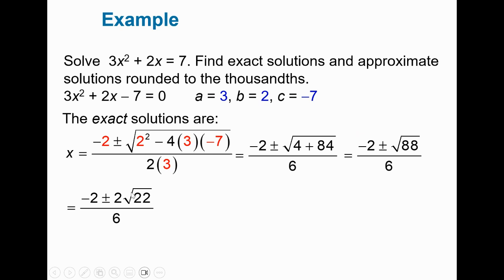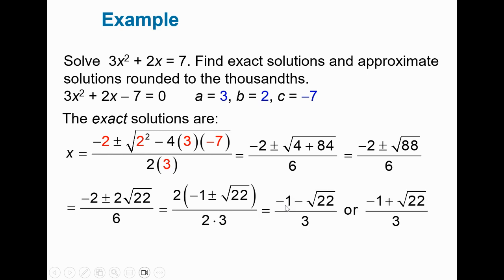Now, what you recognize here in the numerator, both these terms contain a factor of 2. So factoring that out and expressing 6 as 2 times 3, you're going to see that the 2's are going to cancel out, leaving you negative 1 minus the square root of 22 over 3, or negative 1 plus. And a lot of times people will use just a plus or minus sign and just write it with one fraction instead of separating it. All right, negative 1 plus or minus the square root of 22 over 3.